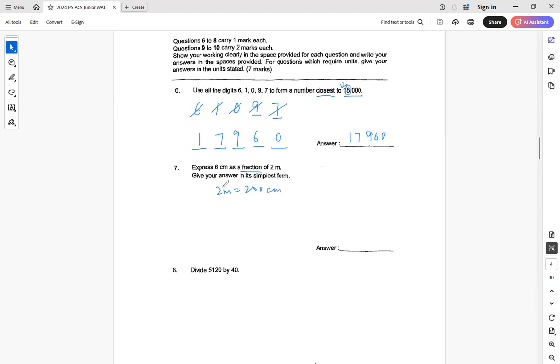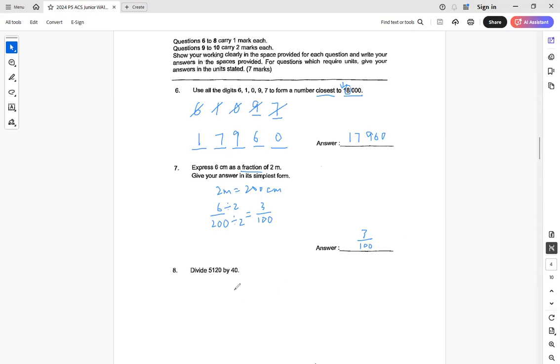So now we are of the same units, right? So the fraction will be 6 over 200. The question wants us to give it in simplest form. So 6 and 200, both you can divide by 2. Always, if you have no idea what number to divide, just go for the smallest, easiest number to divide. So that would be 2. 6 divided by 2, you will get 3. 200 divided by 2, you will get 100. So 3 and 100, there's no more common number to divide already. And so this is your final answer in its simplest form, 3 over 100.